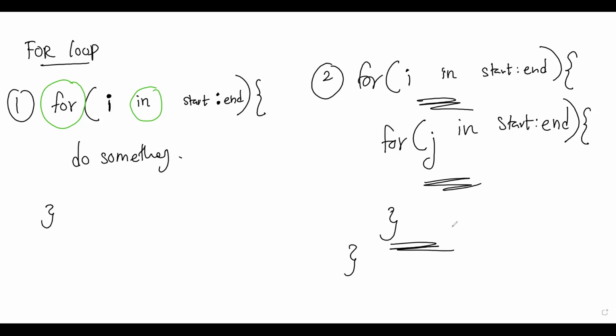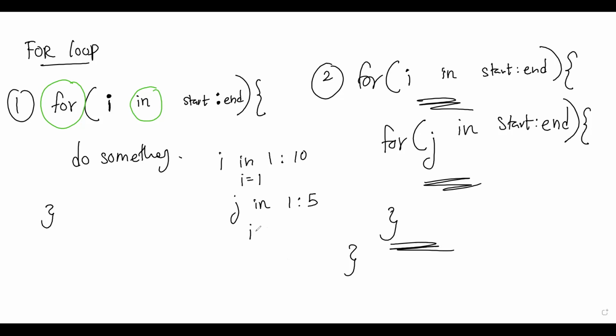We'll discuss these things later on. So this happens like this. Let's say I in 1 to 10, and J in 1 to 5. When I is equal to 1, you go here.